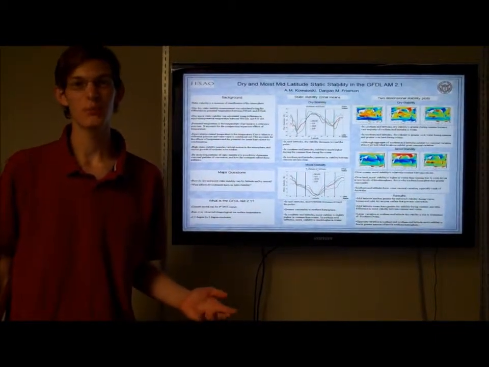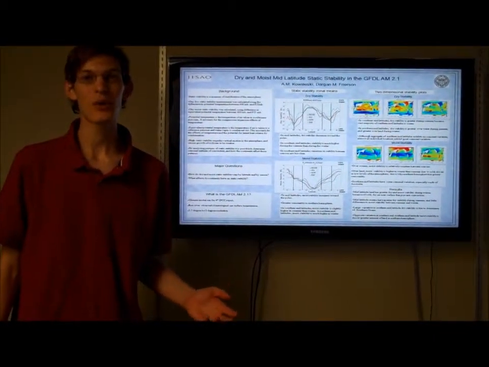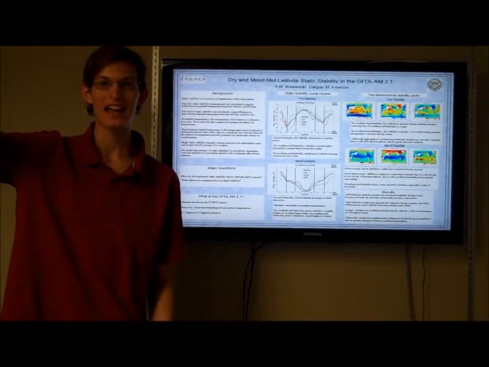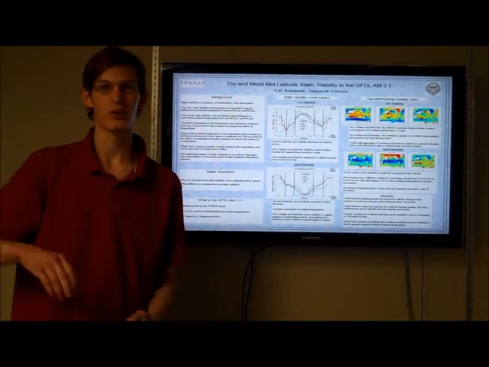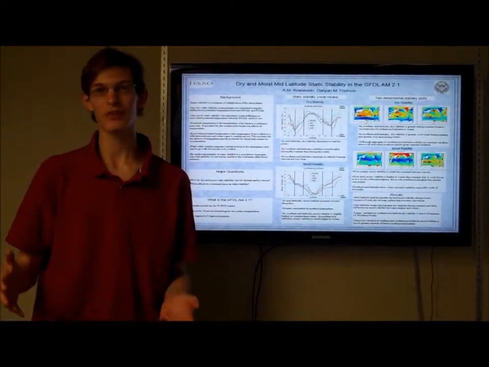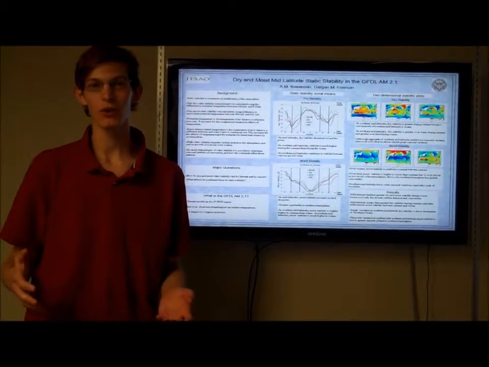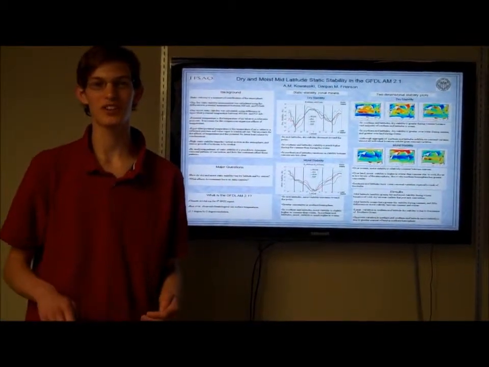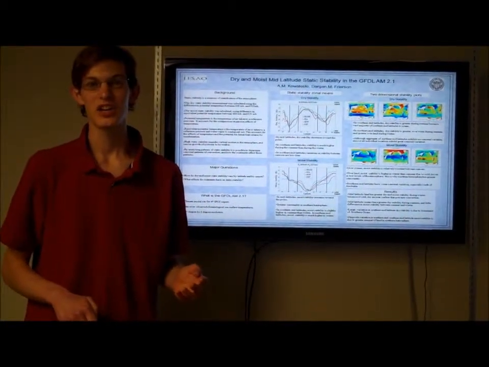Static stability is important because it determines how easily air can rise. When static stability is high, air cannot rise easily. When static stability is low, air can rise easily, which allows convection, and therefore, when static stability is low, it's easier for storms to form than when static stability is high.